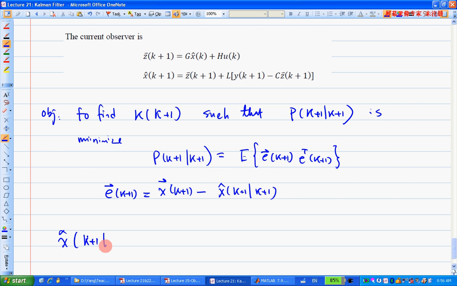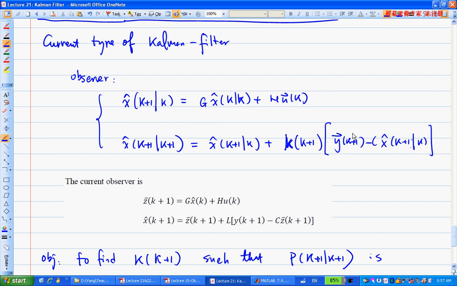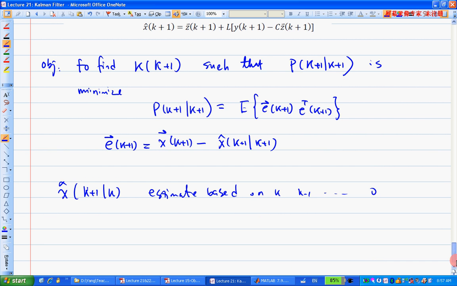So if you write x hat k plus 1 of k, this is the estimate based on k minus 1, and 0, all the previous information. And when you have this k plus 1 here, you included the current output information, because k plus 1 becomes the current estimate now.